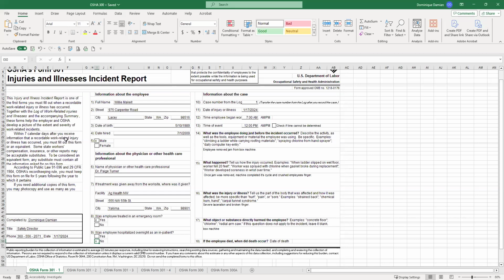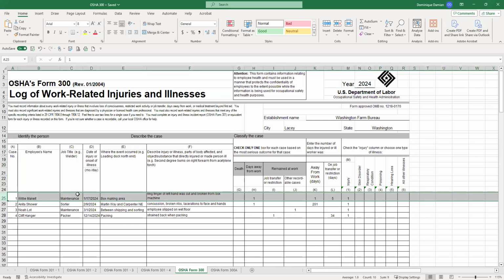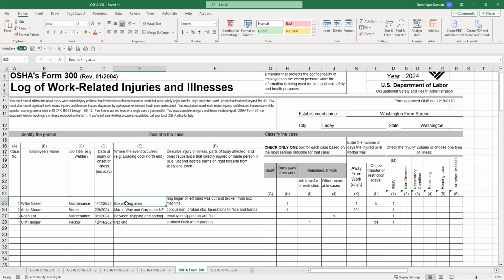So let's start with this first accident. We're going to pretend that we had these accidents last year. On January 17th, 2024, Mr. Make It was removing a jam from a box machine. Once the jam was removed, the machine completed its cycle and he ended up with a laceration and a broken finger. So I recorded it on the 301 or whatever form you're using, and then you add it to your OSHA 300 log. And we have that here on our first entry. All of this information that I just talked about is in here.